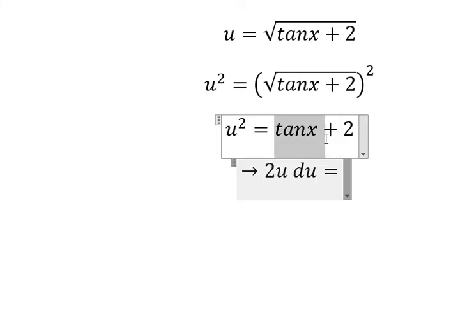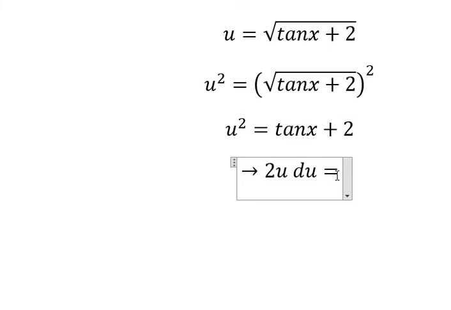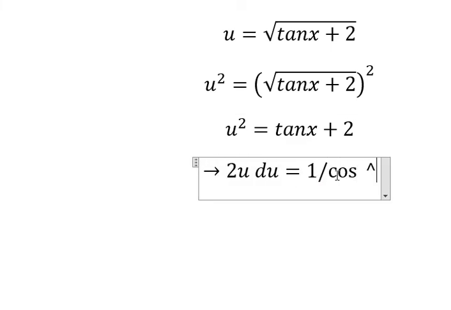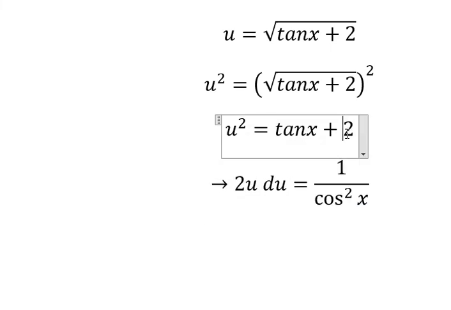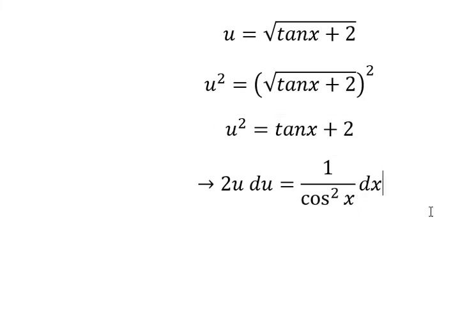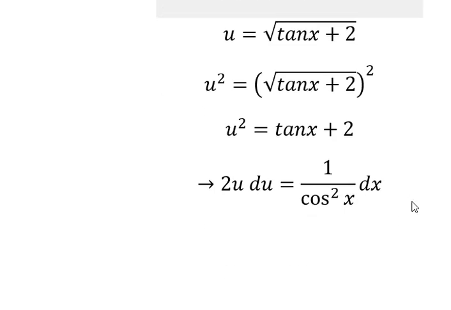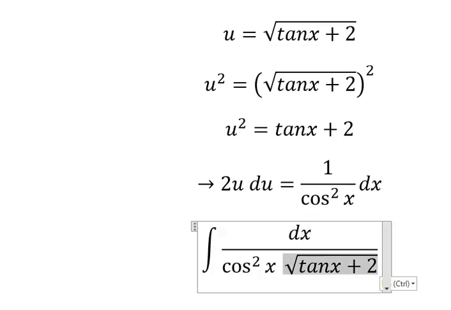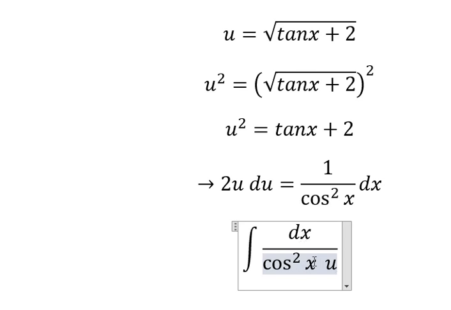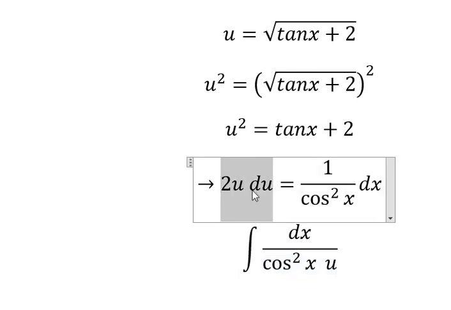The derivative of tan x, we have 1 over cosine squared of x. This one is a constant, so you get 0 in here. So we just have the x. Now we go back in here. The square root we change to u. The x over cosine squared x we change to 2u du.